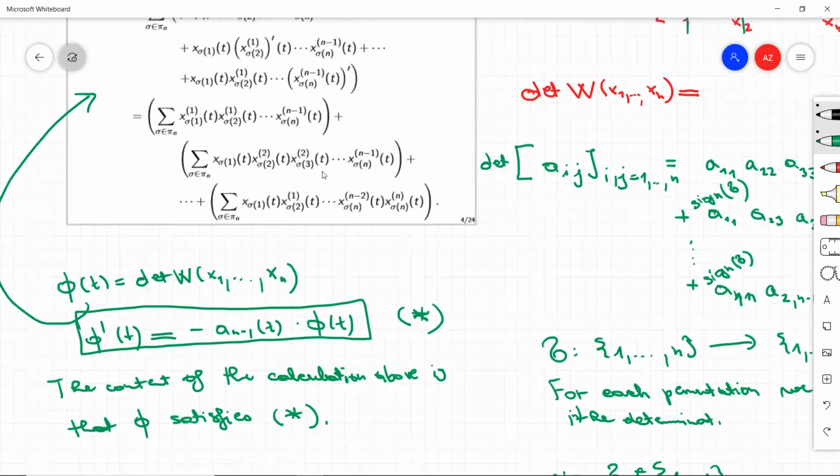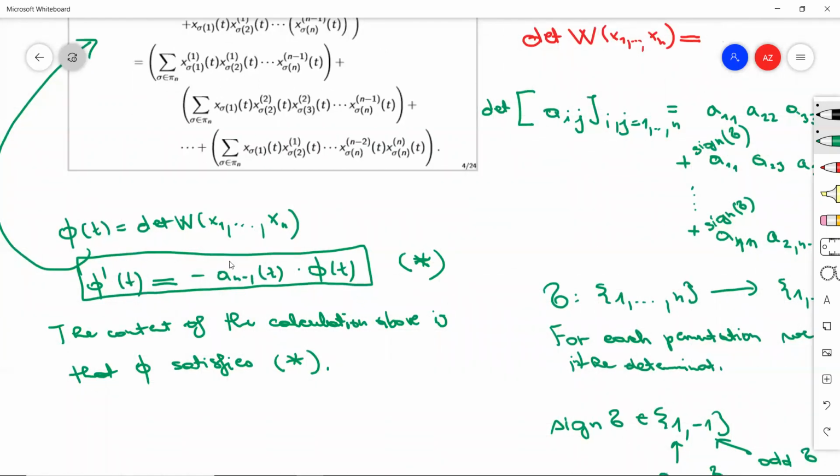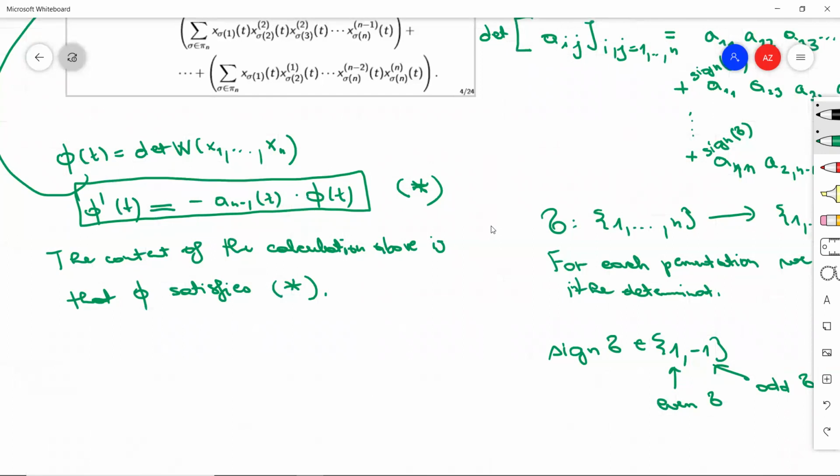Okay, let's assume that we believe this calculation, that phi really satisfies this differential equation star. And now my question is, do you know how to solve this differential equation star? You don't need to know anything about phi. This boils down to what we know for differential equations. So how to solve this star? Yes, separation of variables. So it's separable, and let's solve it. d phi over phi is equal to minus a_{n-1} of t dt.